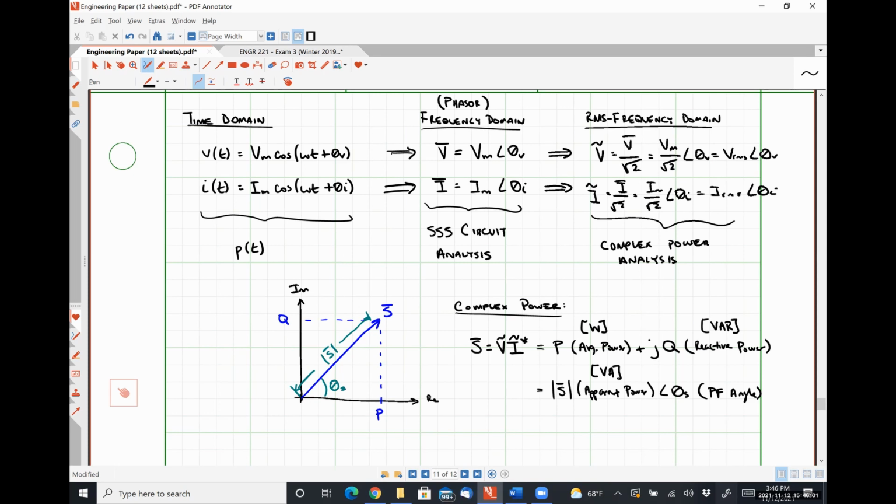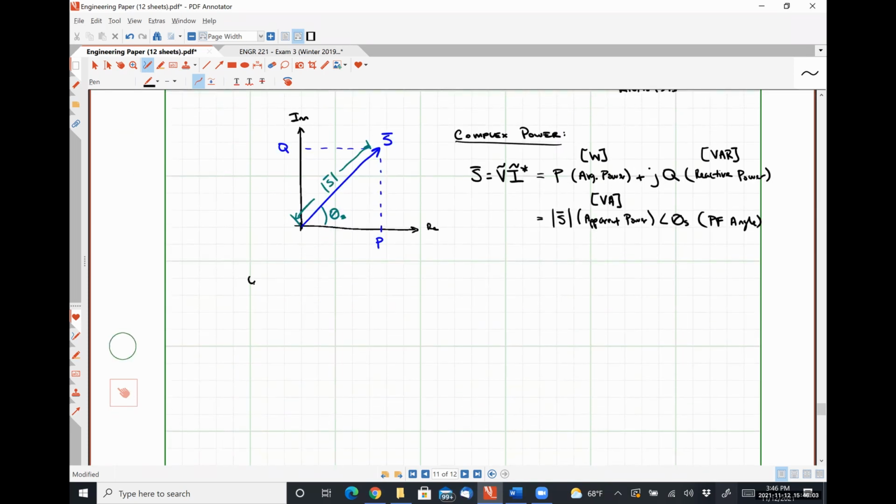Now, that being said, for a generic impedance Z, having an RMS phasor voltage V over it and an RMS phasor current I flowing through it, S is V times I conjugate, or these are going to be identical representations: the magnitude of V squared divided by Z conjugate, or the magnitude of the current squared multiplied by Z.